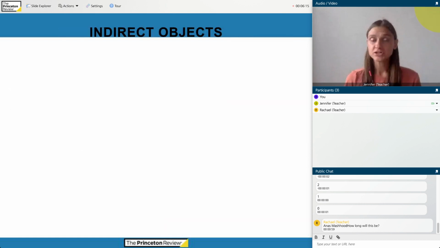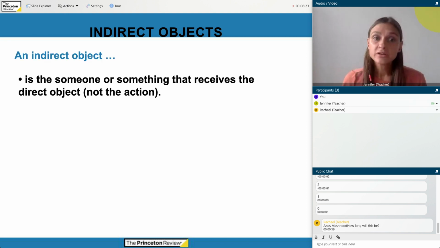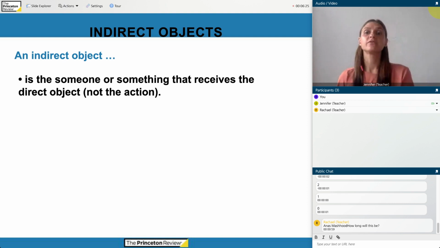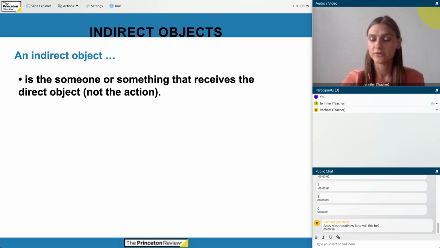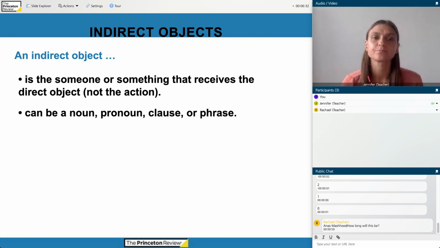Okay, so that's your direct object. Now let's take a look at indirect objects. So what are our indirect objects? An indirect object is the thing that receives the direct object, not the action. And we'll see a few examples of these as well.